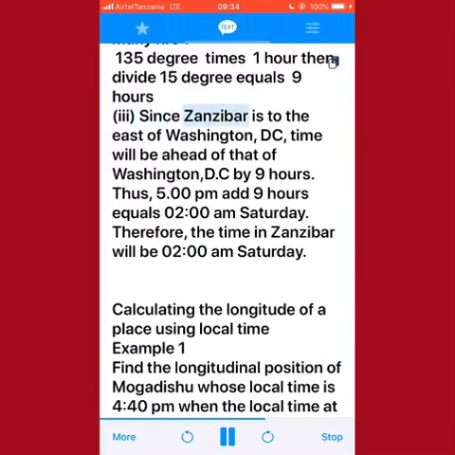3. Since Zanzibar is to the east of Washington, D.C., its time will be ahead of that of Washington, D.C. by 9 hours. Thus, 5 p.m. add 9 hours equals 2 a.m. Saturday. Therefore, the time in Zanzibar will be 2 a.m. Saturday. Calculating the longitude of a place using local time.